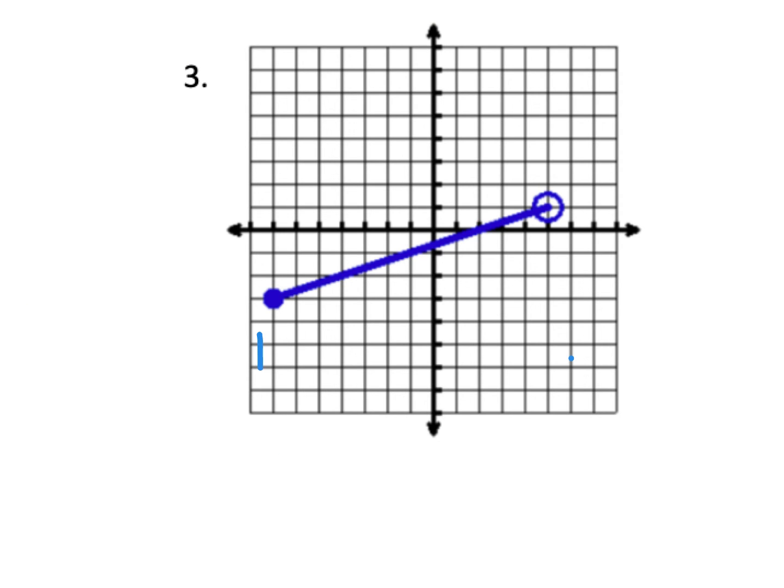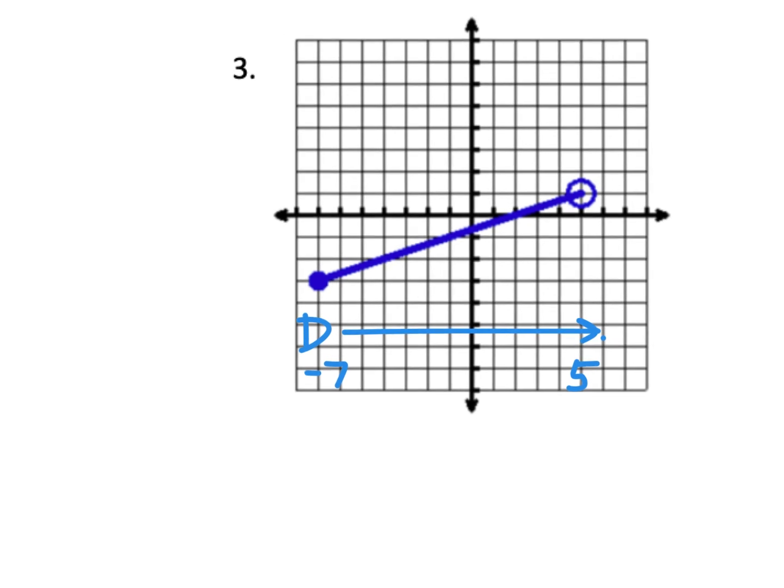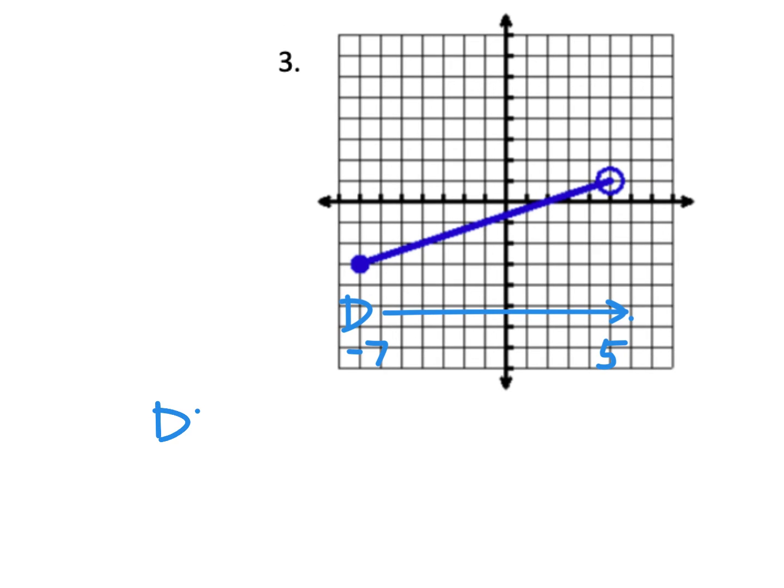Okay, domain from left to right. What did you count, hopefully? What number is that? -7. It goes over to the right side and it stops at 5. Okay. So let's go ahead and write our domain. Domain from left to right.